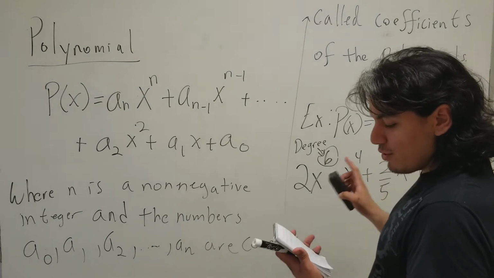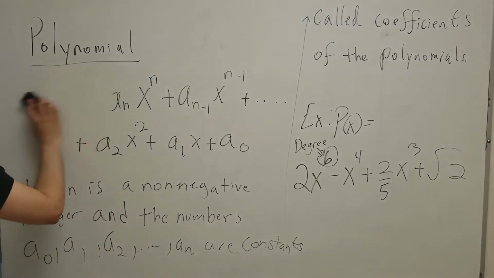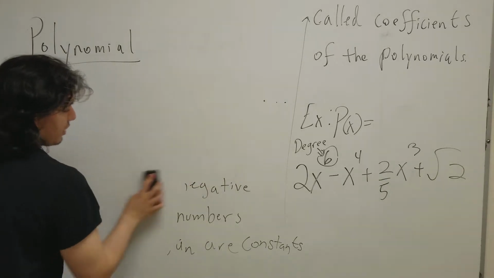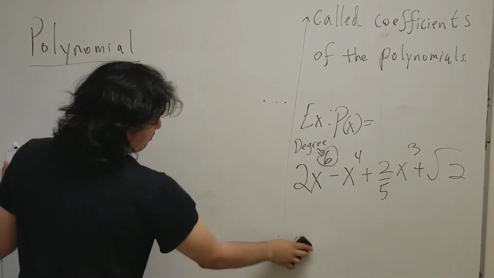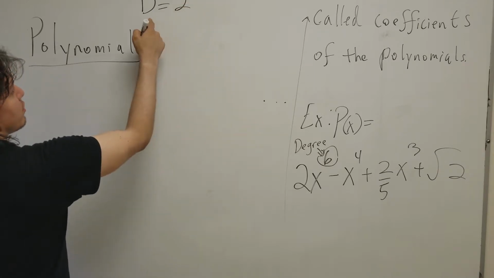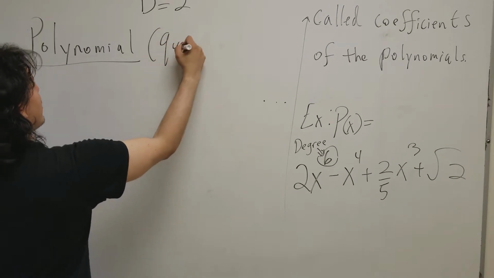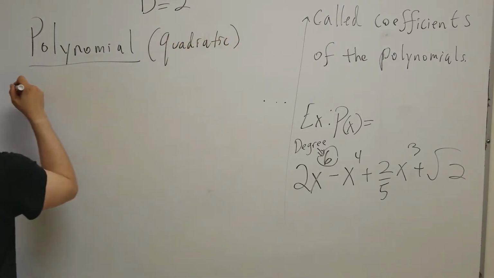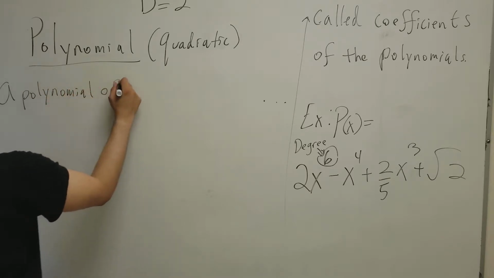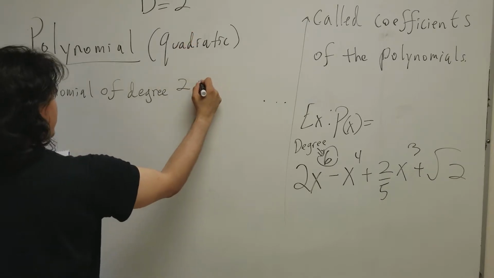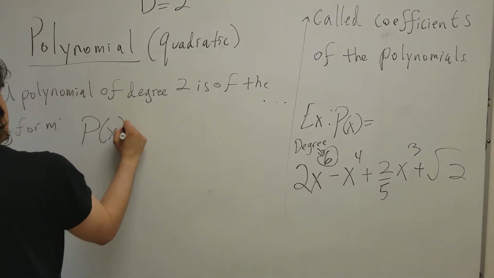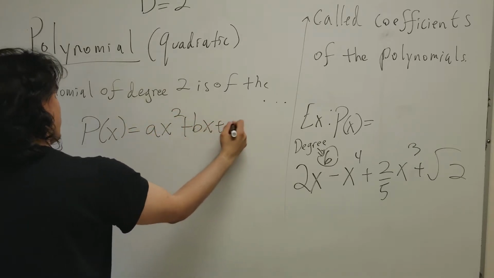So now, let's talk about quadratic. Because polynomials are not always going to be this crazy. But sometimes they are. But there are some situations where we have degree 2, right? I'm just writing shorthand, D is for degree. We're talking about quadratic equations. So let's see, what am I talking about? A polynomial of degree 2, which is what I wrote up there, is of the form P of x is equal to ax squared plus bx plus c.